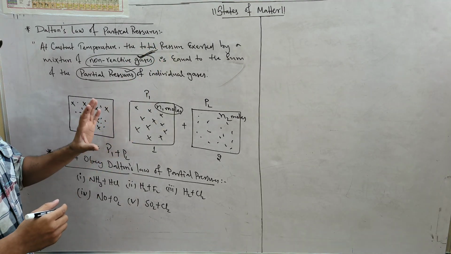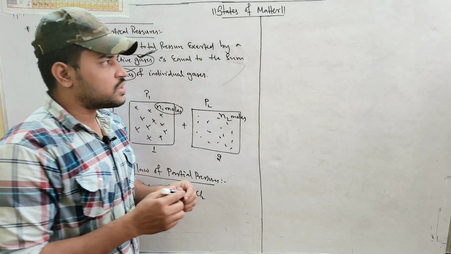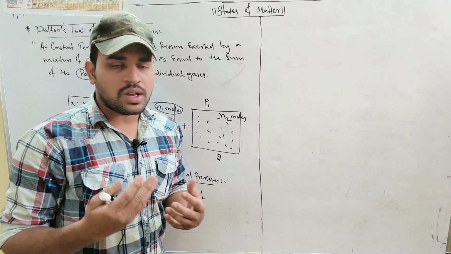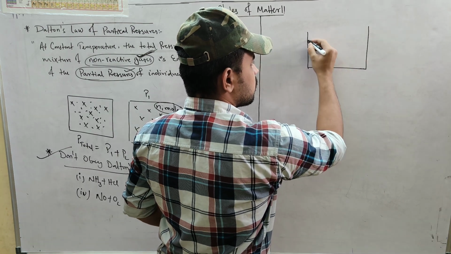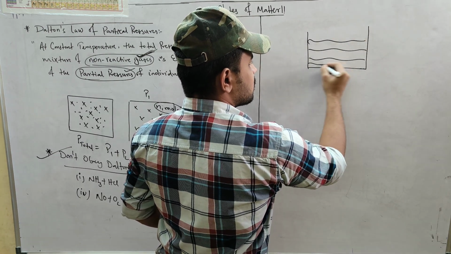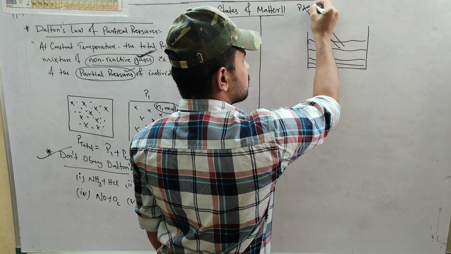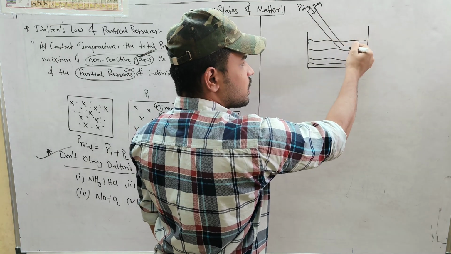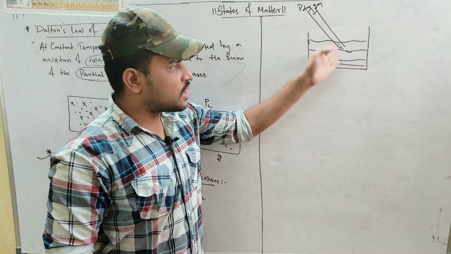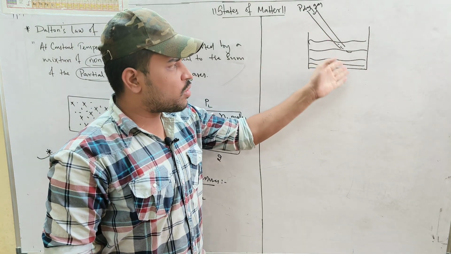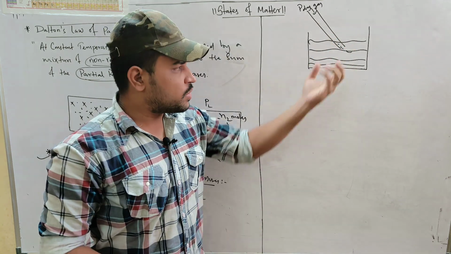Now we are going to see how it can be applied in practical applications. Generally, the gas is obtained or collected over water. If this is the water, the gas is collected over the water. Let's take this as the dry gas, P dry gas. The dry gas is coming and is collected over water by displacement of water. When it enters this vessel, it will displace some amount of water, and by displacing water, the gas is collected.